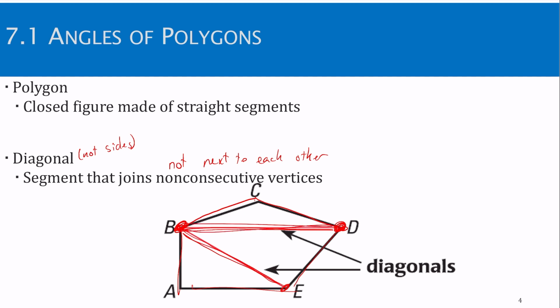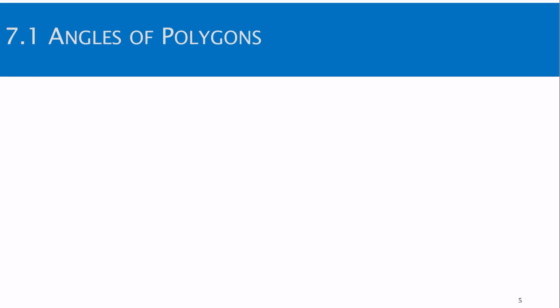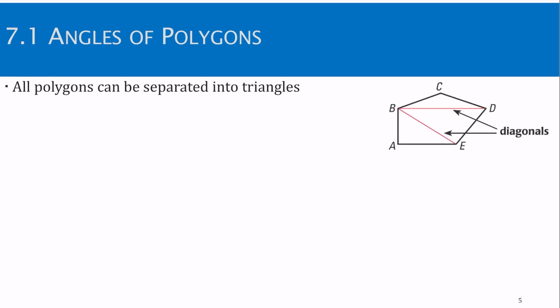Notice something about these diagonals. If I drew the diagonals from B, it divides this pentagon, because there's 5 sides, into some triangles. So all polygons can be separated into triangles by drawing the diagonals. Now let's try another one. Here's a quadrilateral. If I draw all the diagonals from that point, I get a couple triangles.